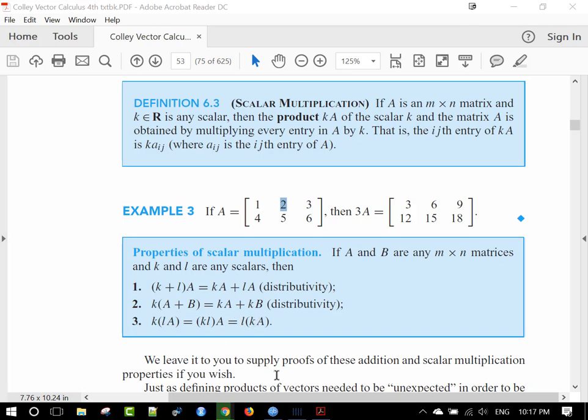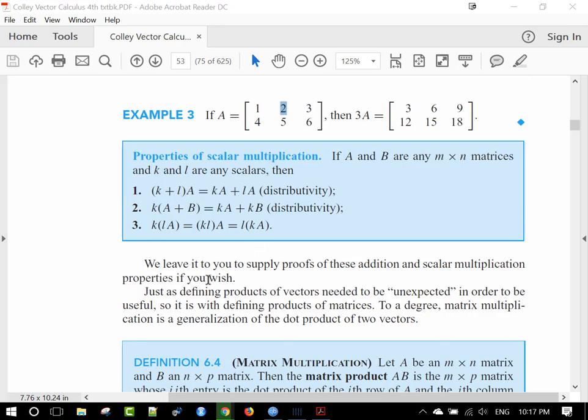So if you want to prove these, they say, we'll leave it up to you. Then they say something about how defining products of vectors needs to be unexpected in order to be useful. I'm not quite sure what that means, except that when we talk about multiplying vectors, we have two ways, the dot product and the cross product, and in some sense they're both, I guess, sort of unexpected. But anyway, the question is, what are we going to mean by matrix multiplication?